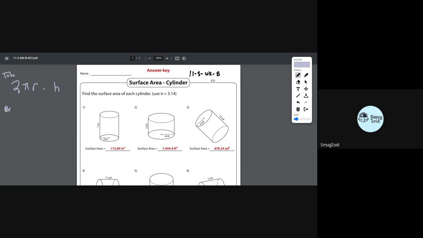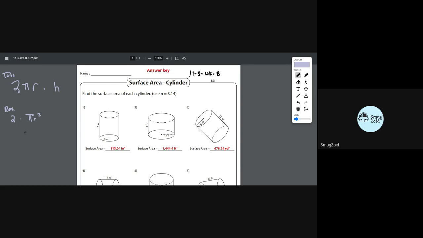And then you have to do the base. There are 2 of them. The area of a circle is pi r squared, but then you have to multiply it by 2 because you have 2 ends, all right? I'm going to show you how to set up a couple of these problems. I'll do the first one.